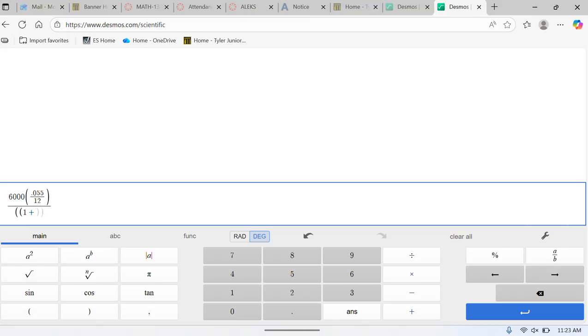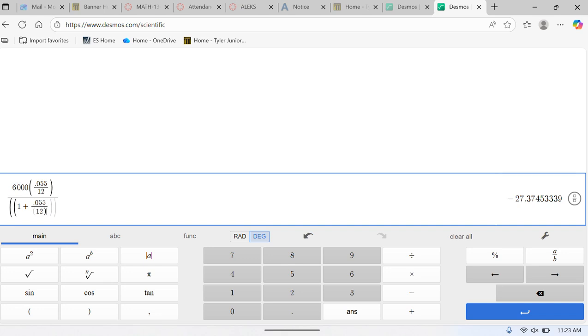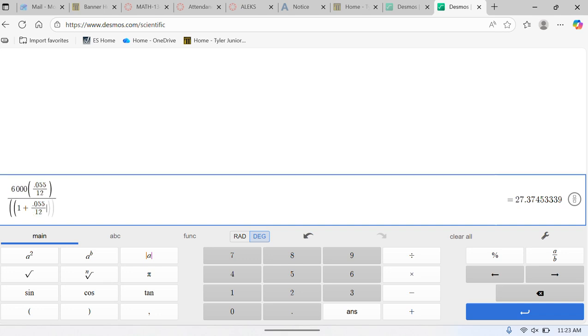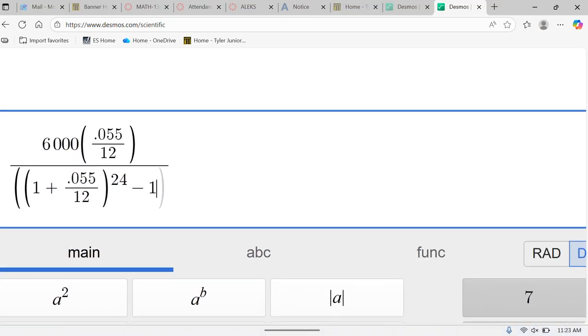1 plus 0.055 divided by 12. Parenthesis, not a parentheses there. Go out. Close parentheses. All to the 24th. Then minus 1. And close parentheses. Now there, look at you. See there? I told you. I just didn't delete enough on the other one. And if I had looked over in the corner to start with, I would have seen that it was giving me an error when I was typing. When I first started off typing, it gave me an error.